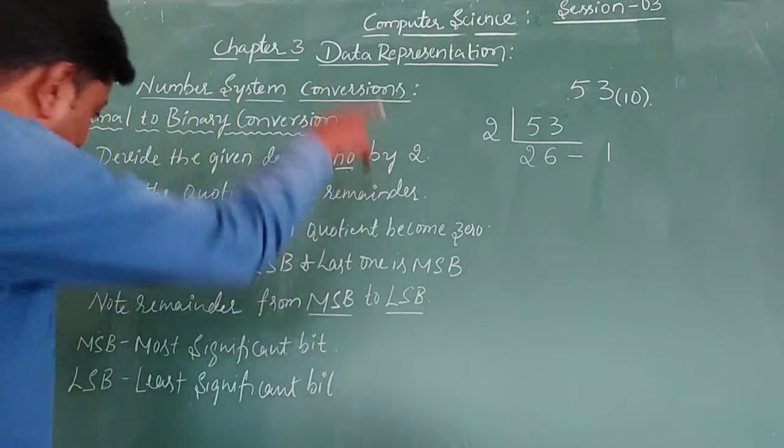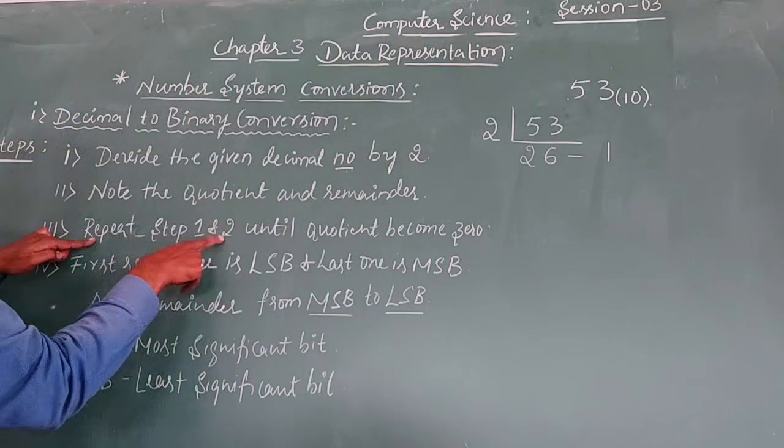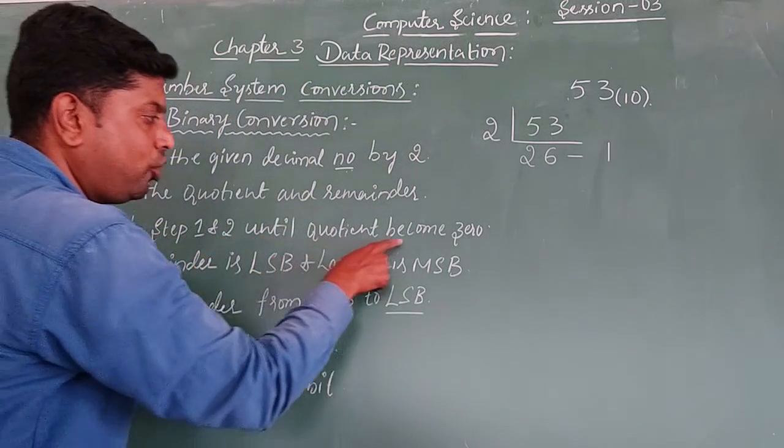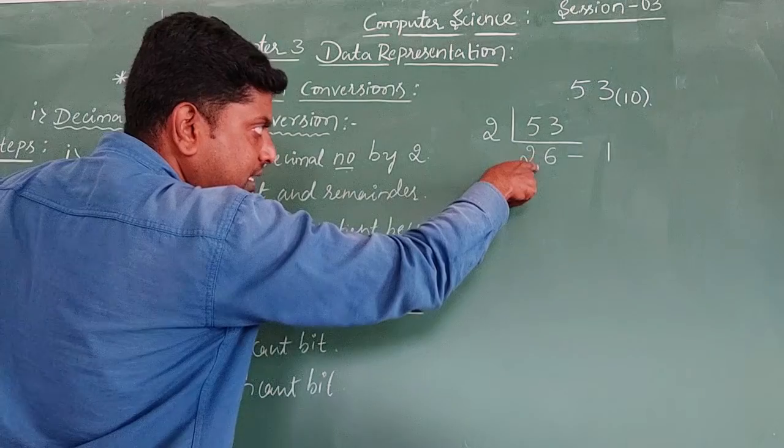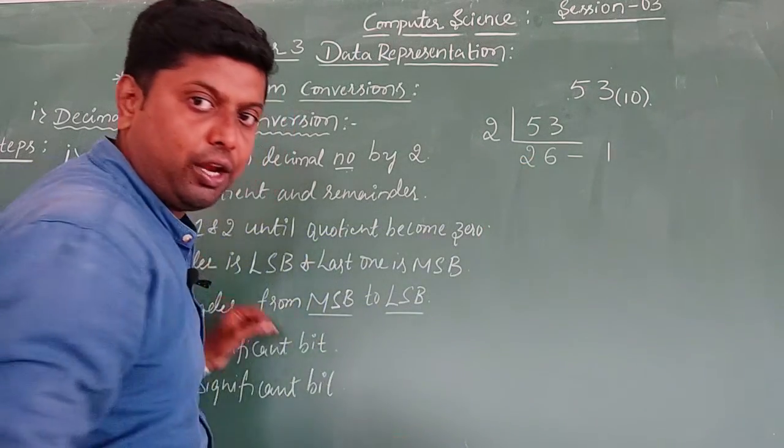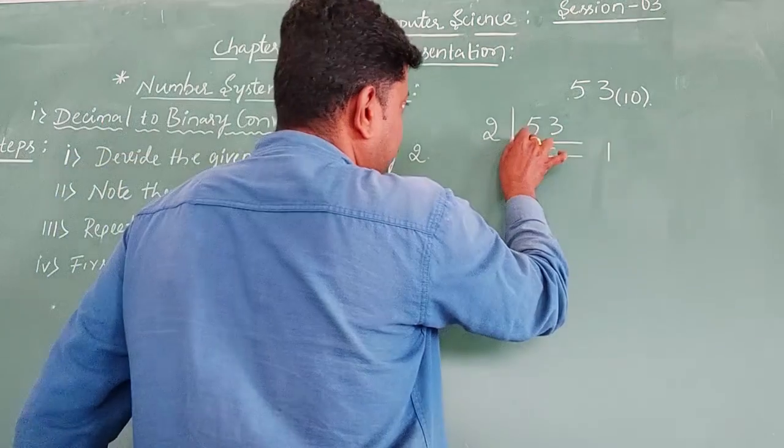Like that, I want to continue. Repeat step number 1 and step number 2 until the quotient becomes 0. Until this quotient becomes 0, I want to continue. So we concentrate on this one.